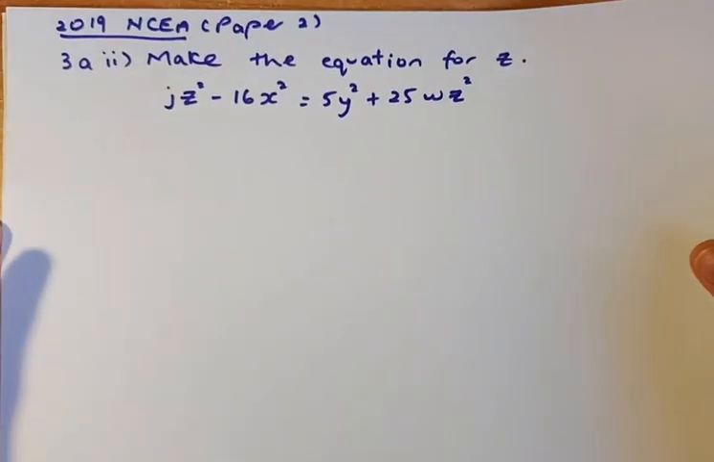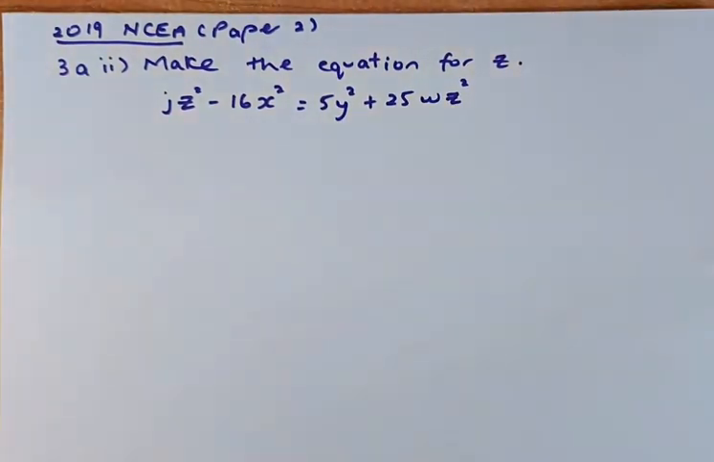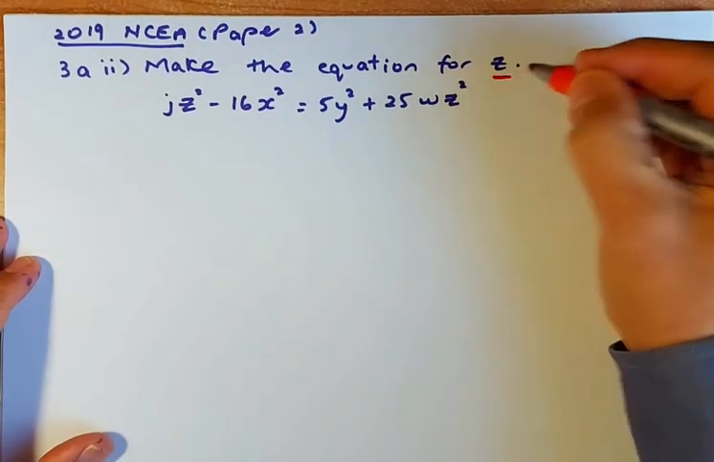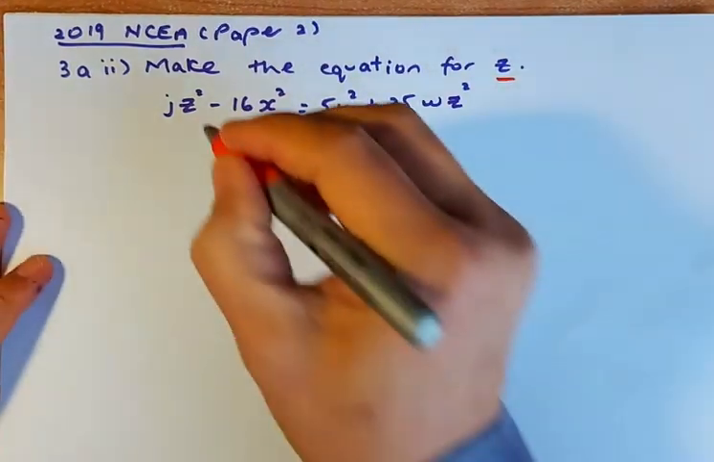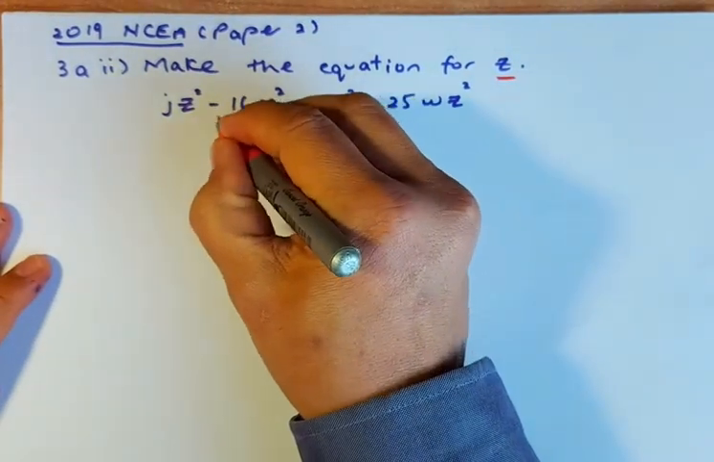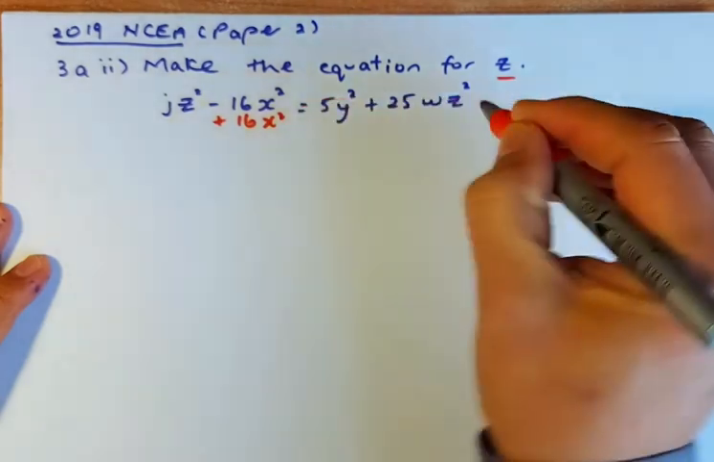Now we're going to do the last one. The last one is from the recent 2019 NCEA paper. So this one is slightly different. You want to make Z the subject. So Z has to be on the left and the rest have to go on the right. So the first thing you need to get rid of is the minus 16x squared. So you plus 16x squared on both sides.